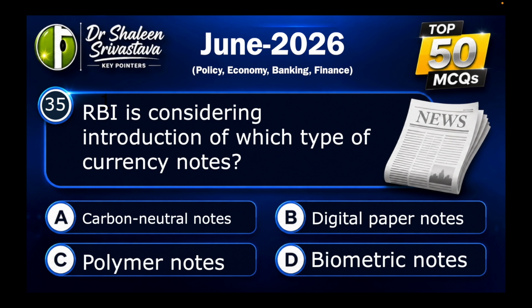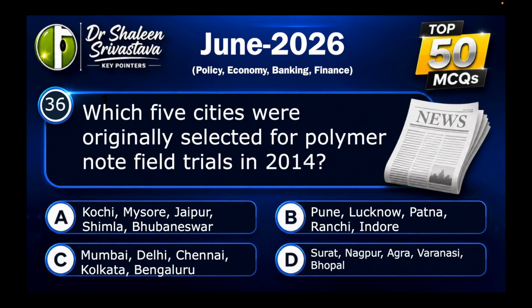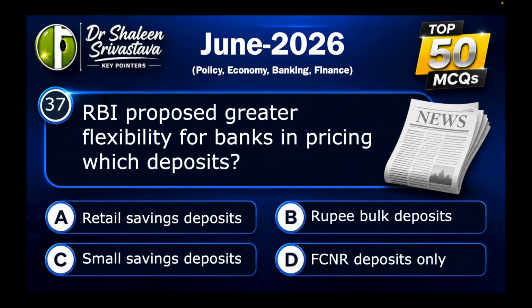The correct answer is C. Polymer notes. Which 5 cities were originally selected for polymer note field trials in 2014? The correct answer is A. Kochi, Mysore, Jaipur, Shimla and Bhubaneswar. RBI proposed greater flexibility for banks in pricing which deposits? The correct answer is B.